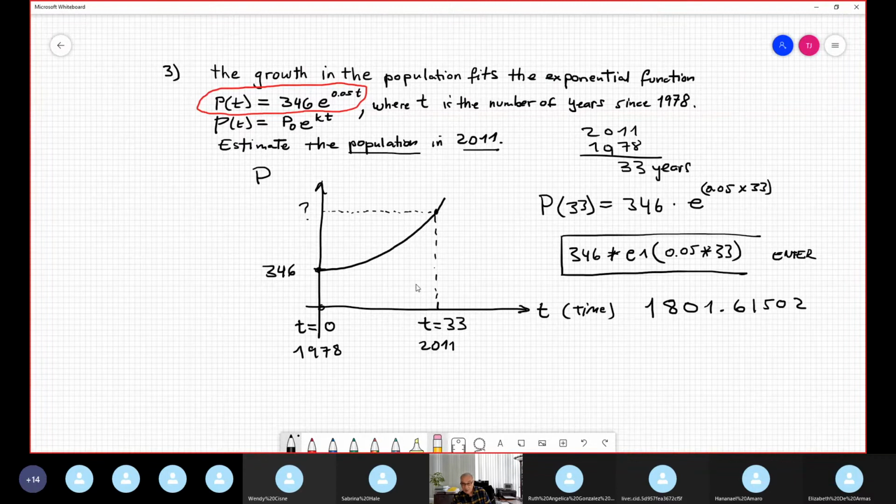The answer is 1,801.61502. Depending on the calculator, how many decimal places. Suppose that we are talking about human beings. You round, so actually you round to 1,802, or you truncate it and neglect that part. So either way, I accept any answer, right? Either you round to get a more accurate approximation, or you truncate because you believe the decimal of the human beings or the population is not considered in the problem, depending. So this answer is acceptable, or this answer is acceptable.